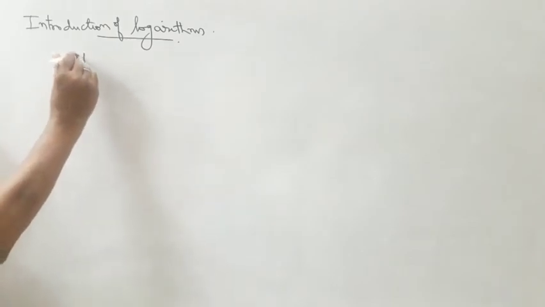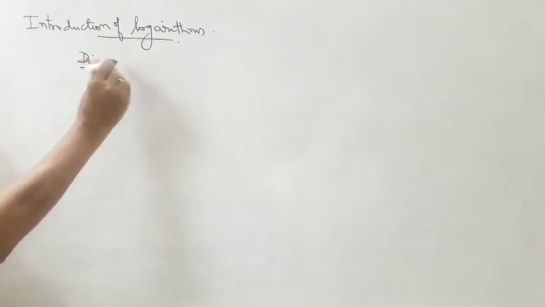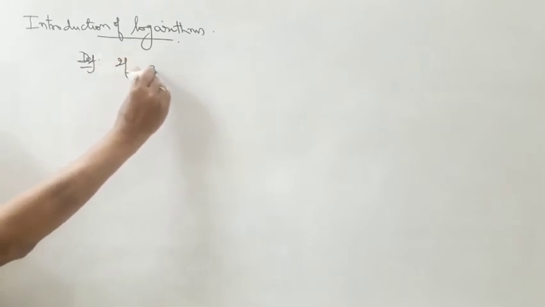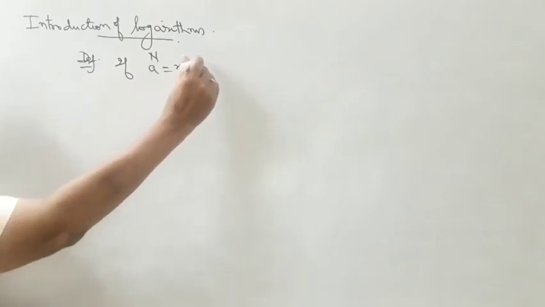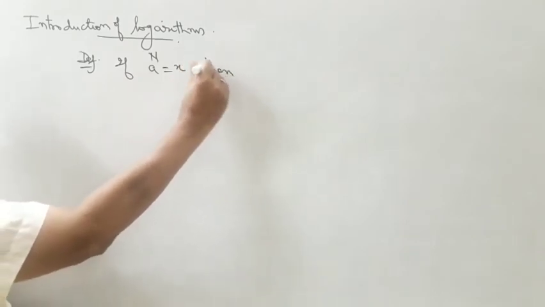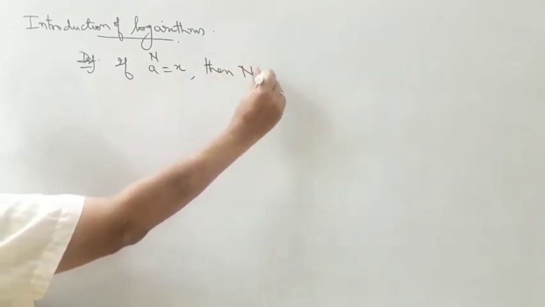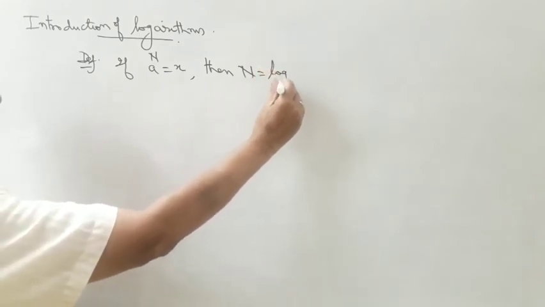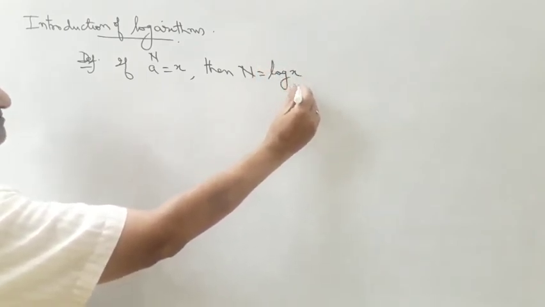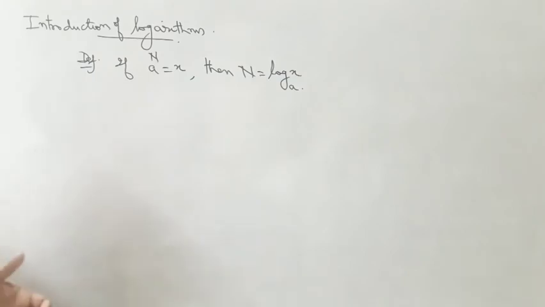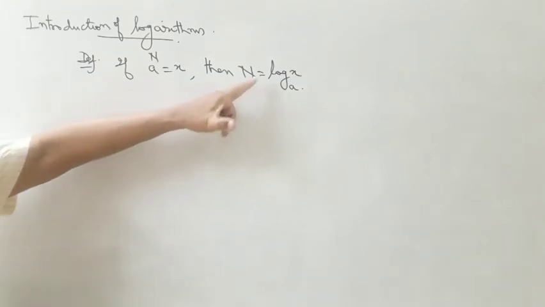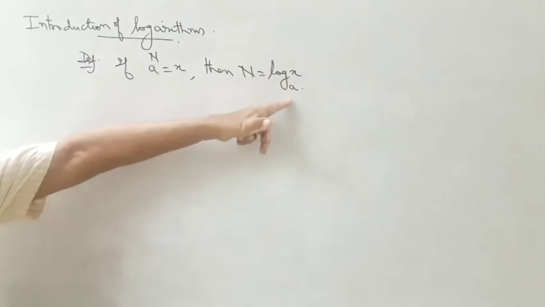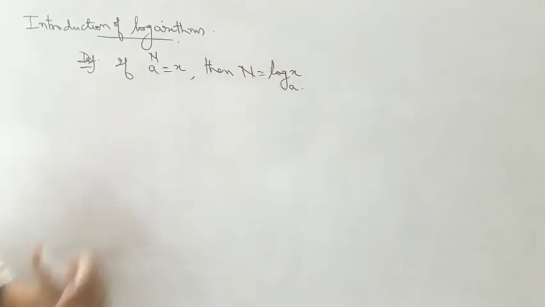I say, definition here. If a the power n is equal to x, then n is equal to log of x to the base a. See please. If a the power n is equal to x, then n is equal to log of x to the base a. The base will be written in the form of a subscript, log x to the base a.